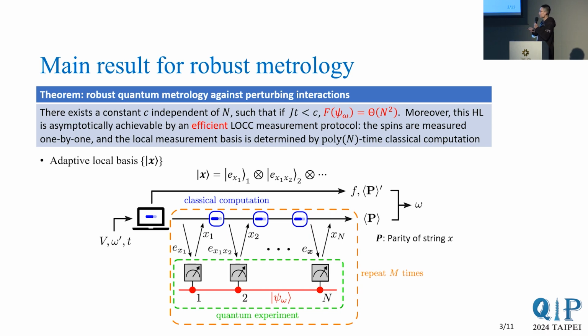So what this does is to project its final state psi omega onto this adaptive local basis x. And the key point here is that one does not want to store all the exponentially many local bases in the classical computer, but just want to compute the basis that is chosen by your quantum experiment.